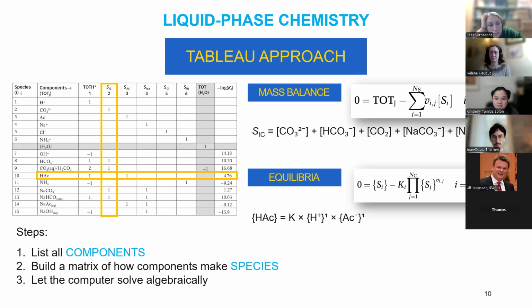And here, notice that for the equilibrium equation, we have to use the curly brackets. So it means that for the equilibrium equations, we have to take into account activities. So for this small subset, for this small table here, we actually have 6 components and then 15 species. And then this will actually total into 6 mass balances and 9 equilibria. And this can all be automated from this one table, and this tableau approach ensures that we don't miss any equations.